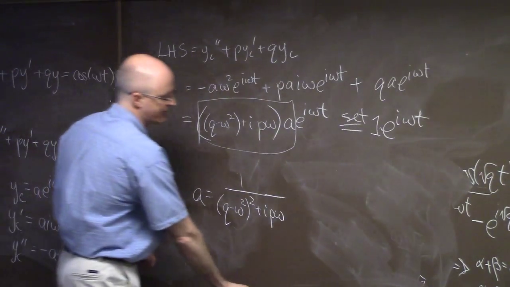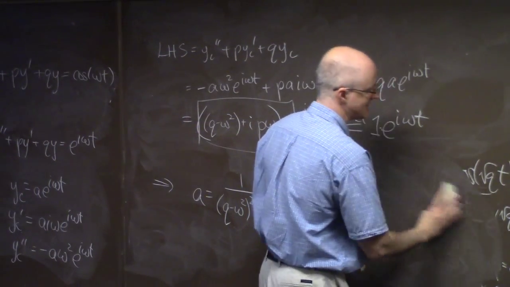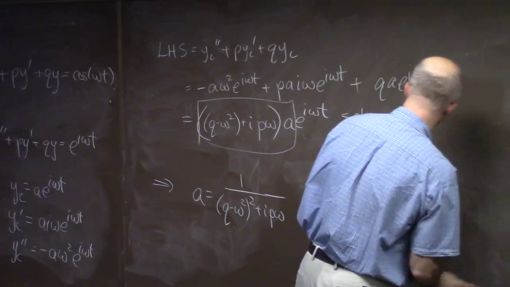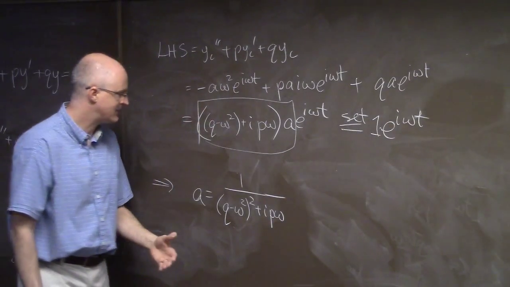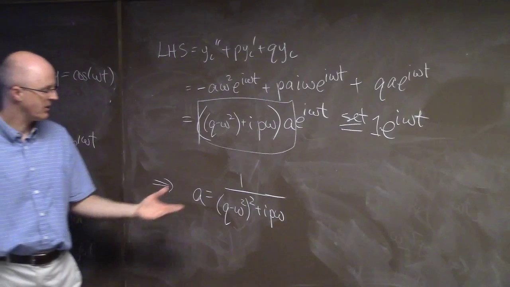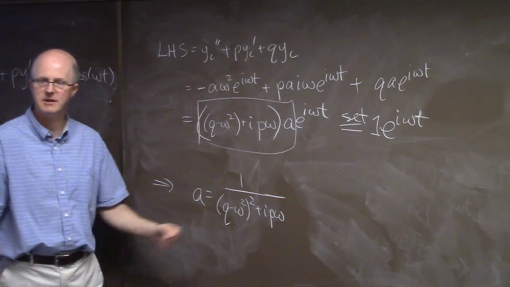To write it in the standard form, something plus something times i, you'd have to do the trick of multiplying the top and the bottom by the complex conjugate of the bottom.